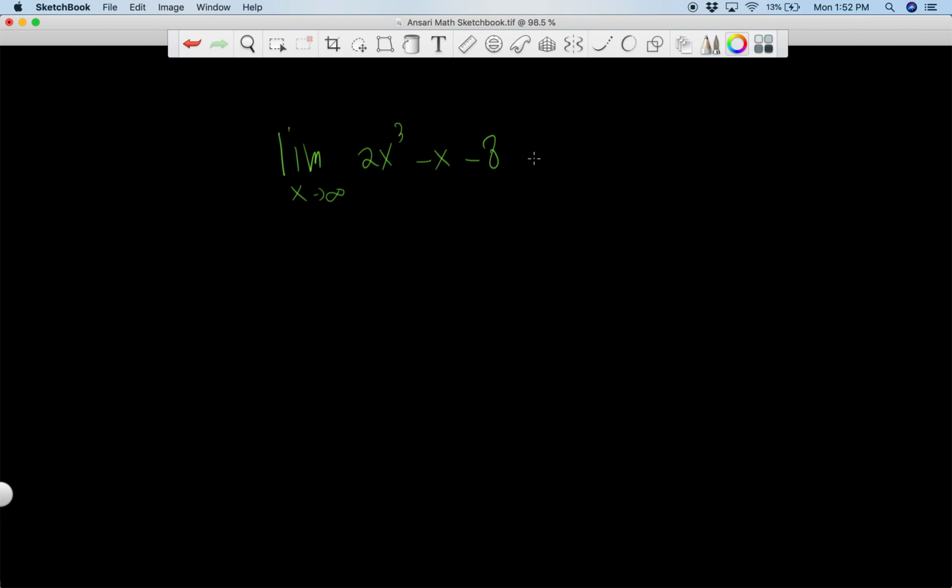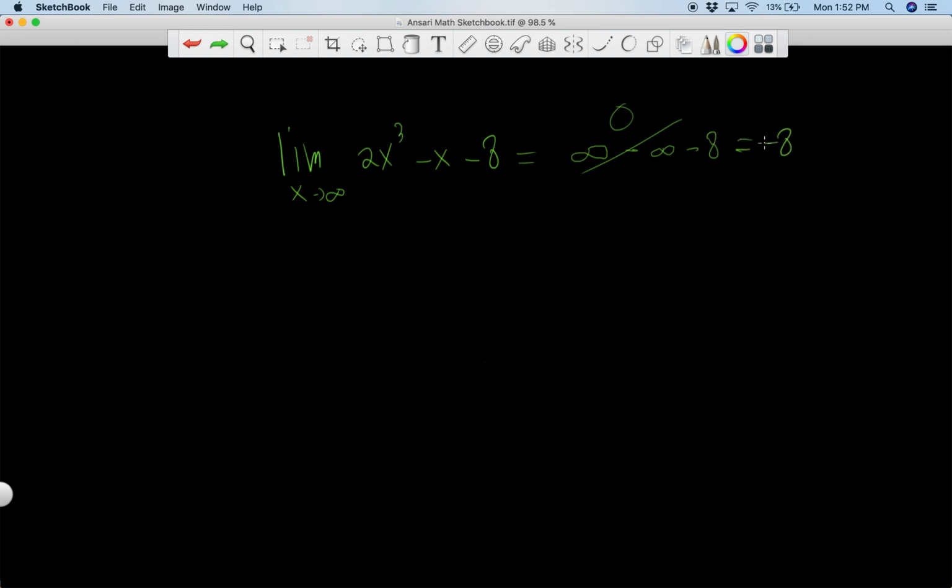So let's attempt to quote-unquote plug in infinity and see what happens. Well, if we plug in infinity to the first term here, that's just infinity to the third times 2, that's just infinity. So this is not very mathematically rigorous, but I want to get a point across here. And then this one as well, if we plug in infinity, and say we can subtract infinity, right? Because this is going to go to infinity as well, and then subtract 8. So you might be tempted here to say, well, infinity minus infinity, that's 0, and then 0 minus 8, that's just negative 8, so the answer is negative 8.